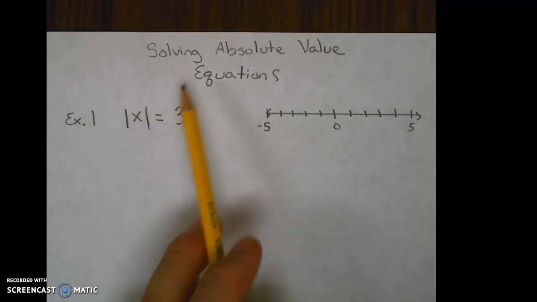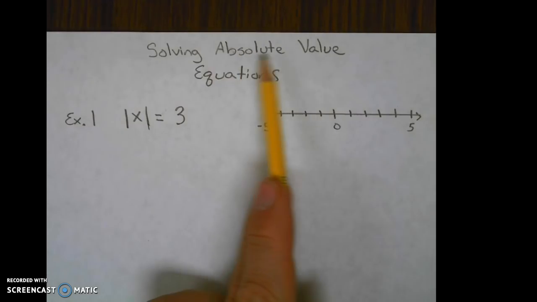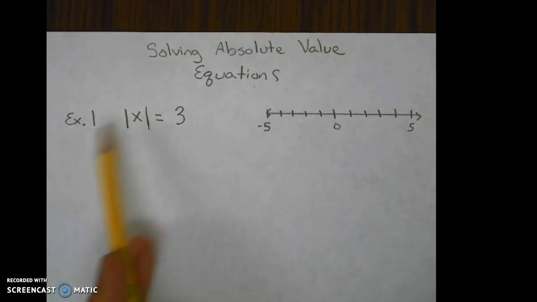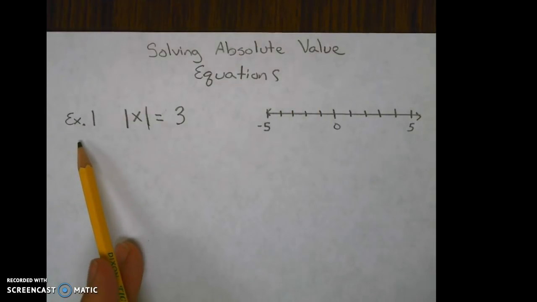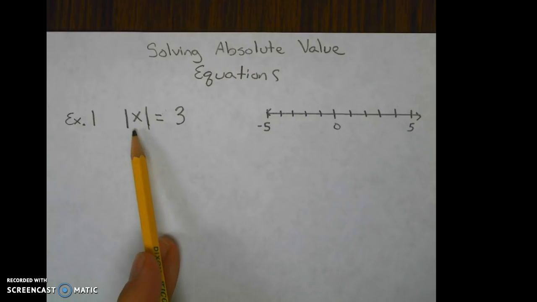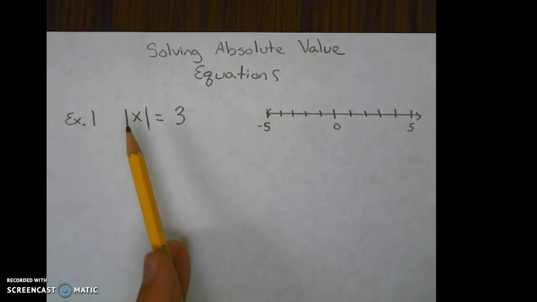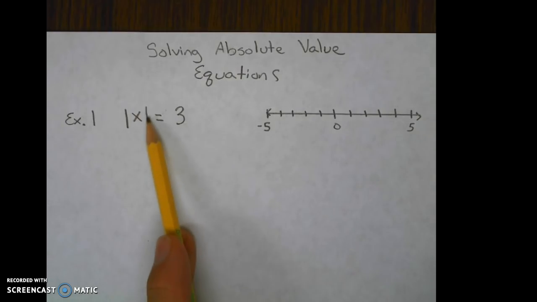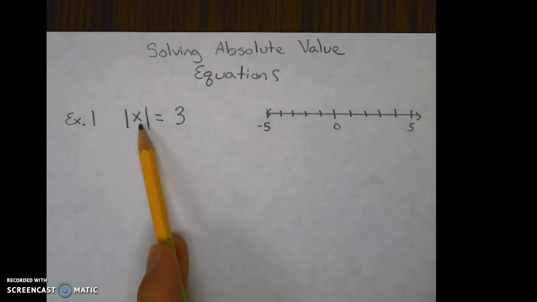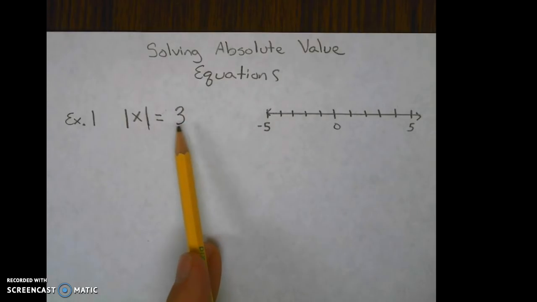Tonight's lesson is on solving absolute value equations. So looking at our first example, we have the absolute value of x equals 3. So what we're trying to determine is the absolute value of what number is going to be 3 units from 0.